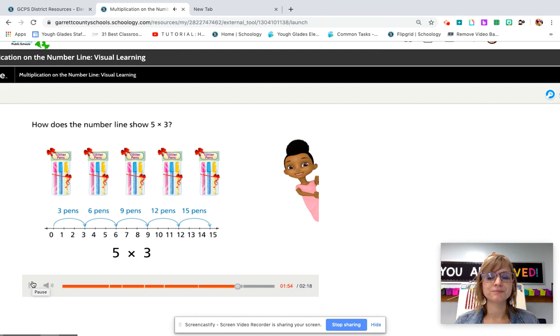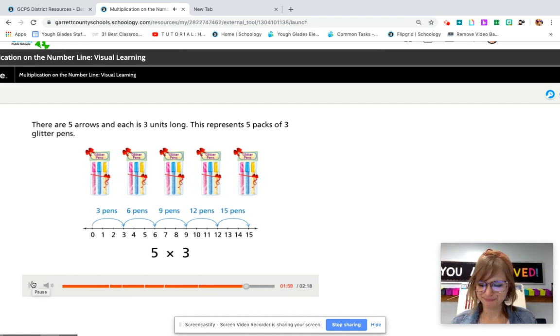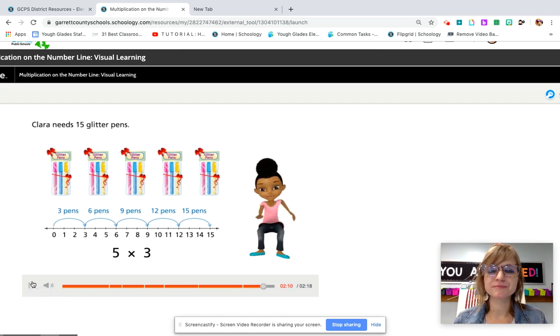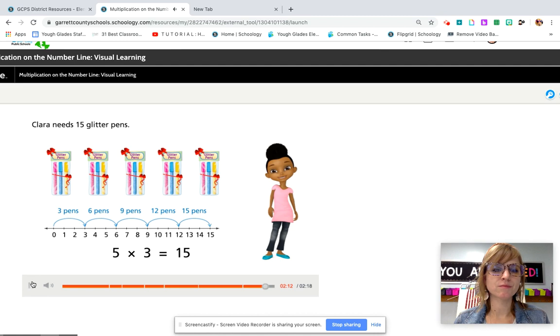How does the number line show 5 times 3? Oh, it's going to explain it. Let's find out. There are 5 arrows, and each is 3 units long. This represents 5 packs of 3 glitter pens. Absolutely. Clara needs 15 glitter pens. Now you know how to use a number line to show multiplication.